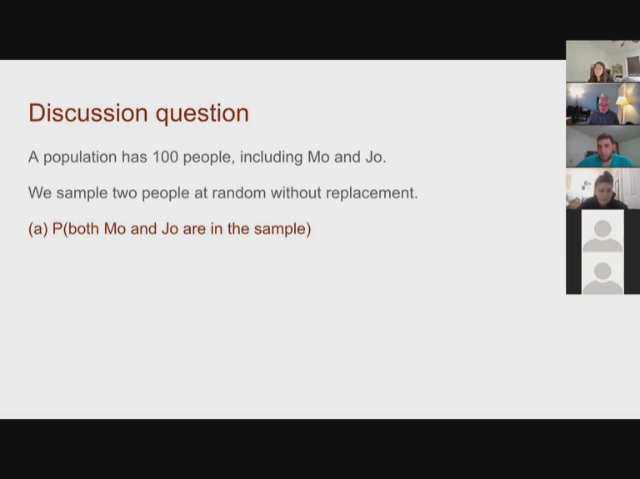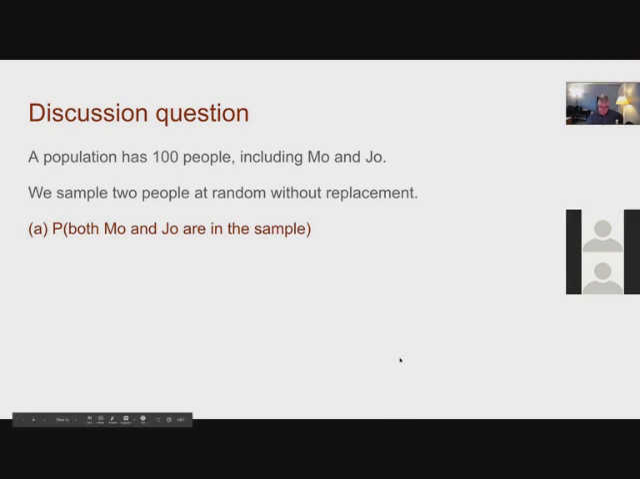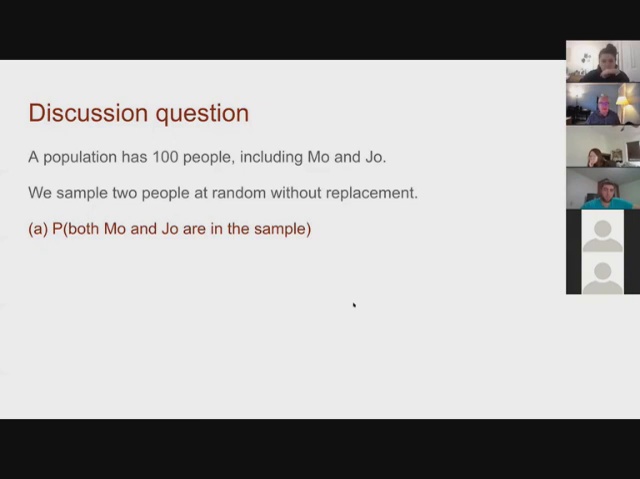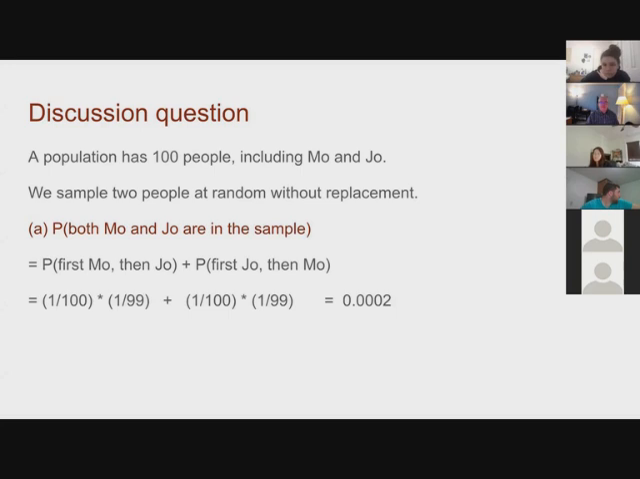Okay, let's go into breakout rooms. So there's actually a couple of ways that we can calculate that. One way is the probability that the first sample picks Mo and then Joe, or, right, there are 2 ways to satisfy this event. First we pick Mo, then we pick Joe, or first we pick Joe, then we pick Mo. So what is that probability?